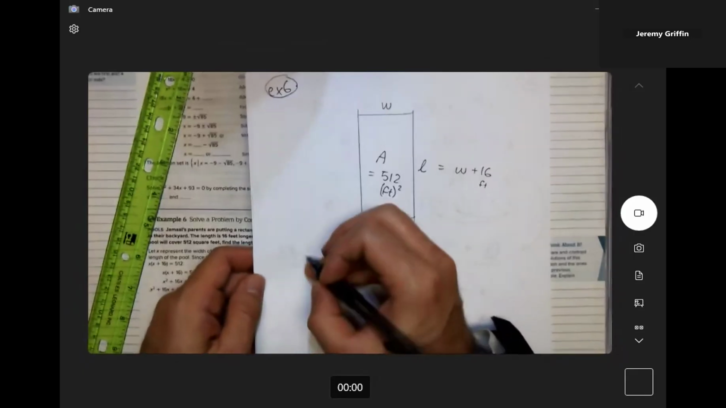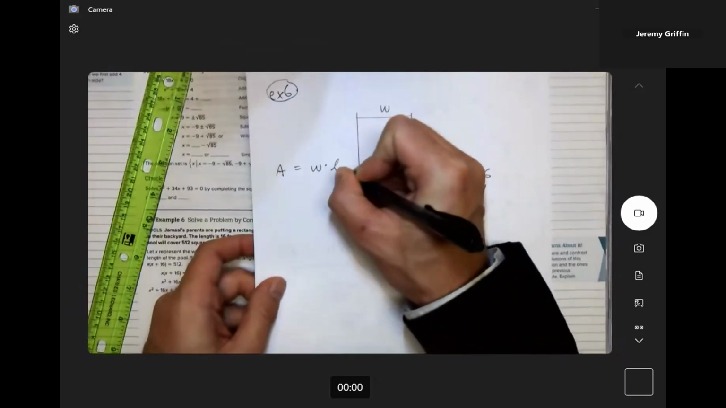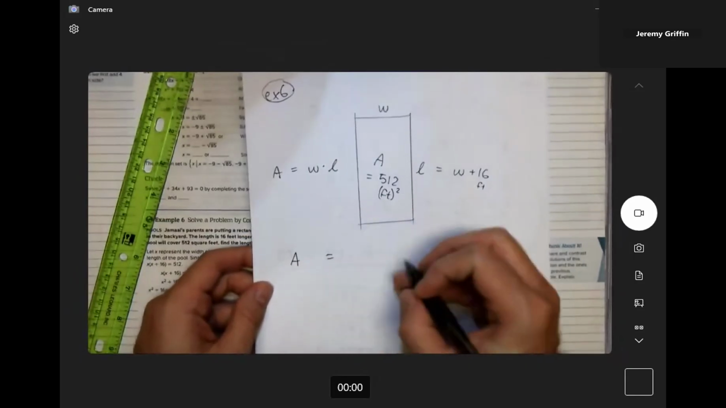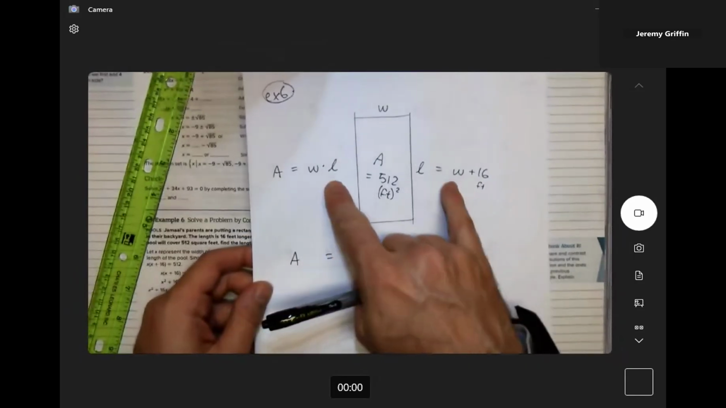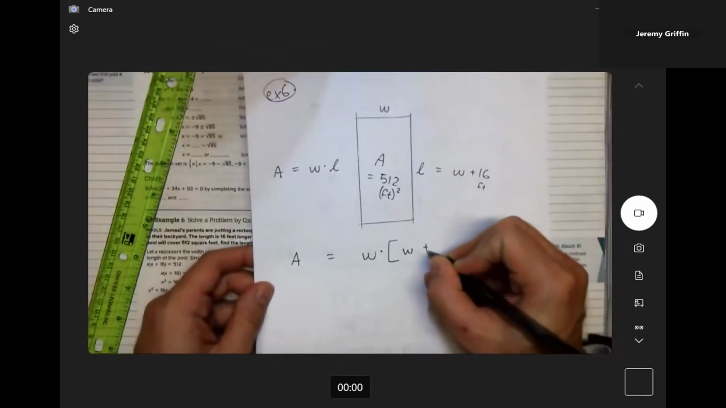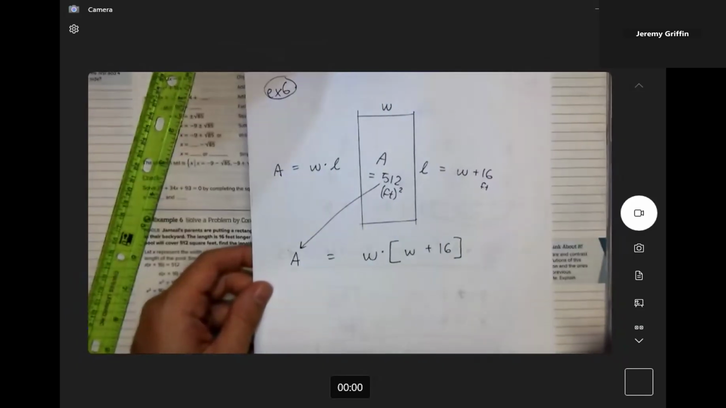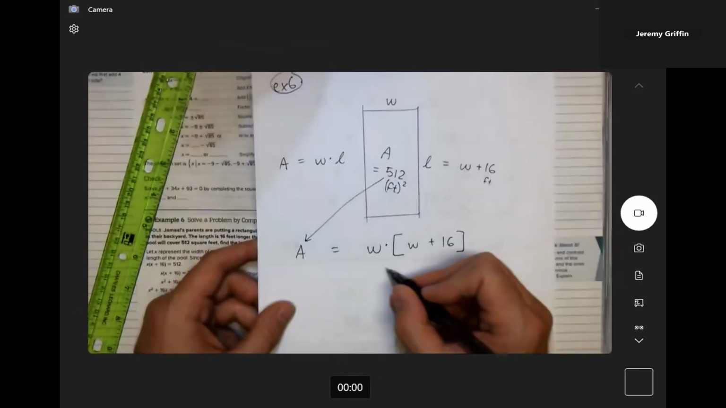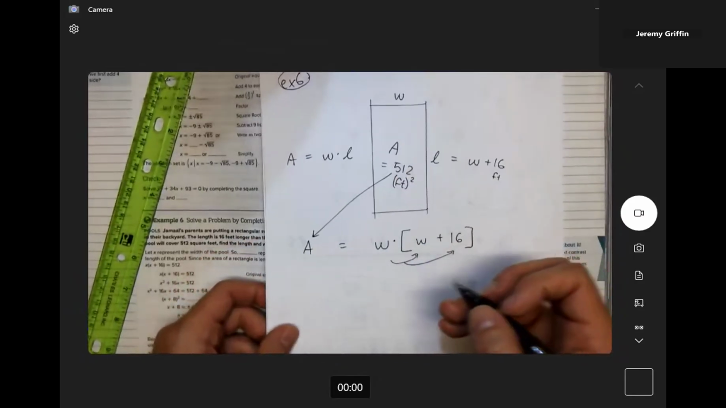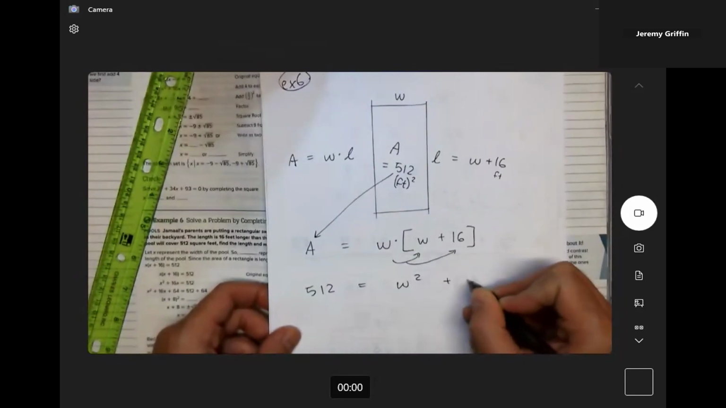So I know that area is width times length. I'm going to say area is width times, but then instead of length, I'll substitute this right here for length. So width plus 16. Furthermore, I know this area is 512 square feet. So here, I'll distribute this W and then substitute 512 for A. So 512 equals W squared plus 16W.